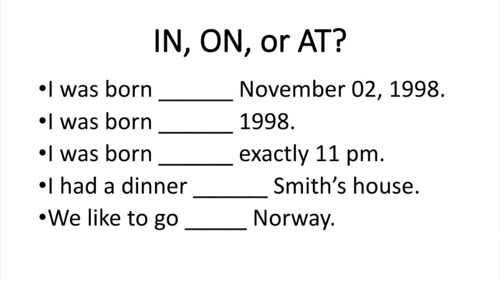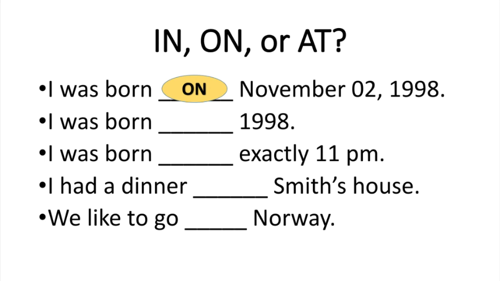So now, let us try this. Are we going to use in, on, or at? So let us take a look at the first bullet. I was born blank November 2, 1998. So we are going to use the preposition on because we are referring to a date which is November 2, 1998.